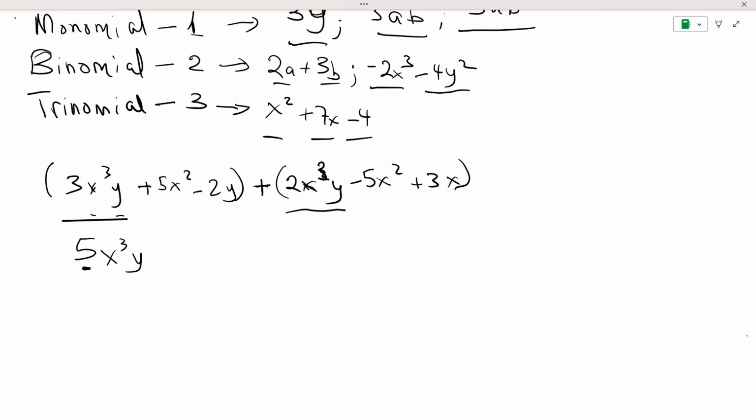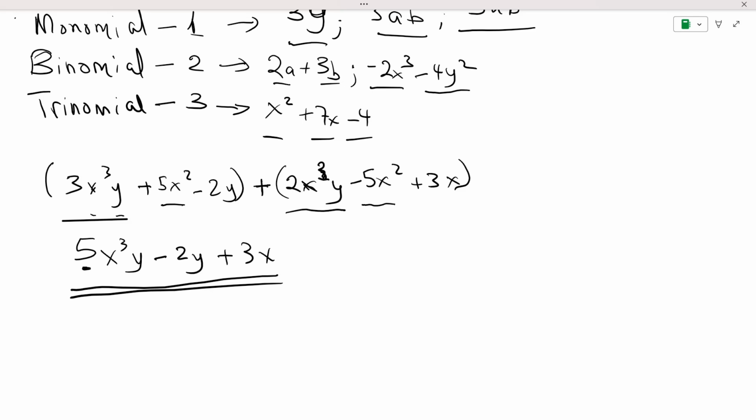Then we look for the next term, which is 5x squared. And here we have it as minus 5x squared. So we have 5x squared minus 5x squared gives us 0. So everything just disappears. And then next we have minus 2y and plus 3x. These are different terms, so we just write them down: minus 2y and plus 3x. So that becomes our final answer.